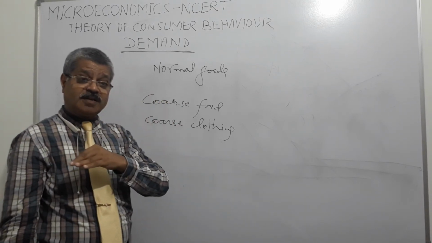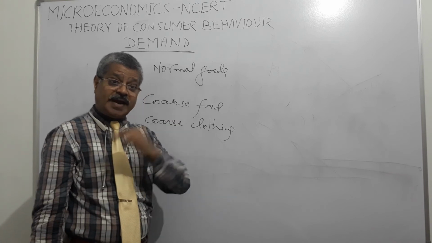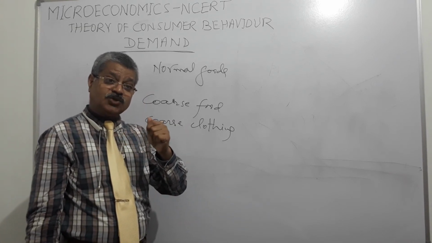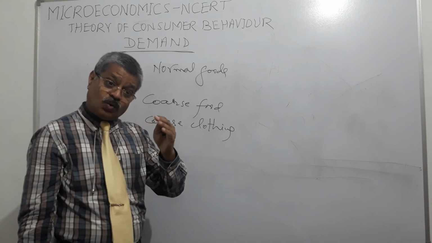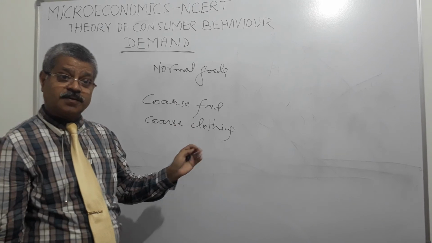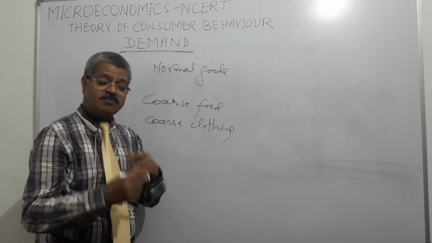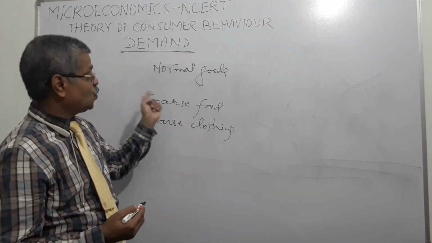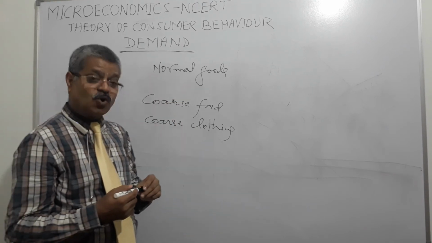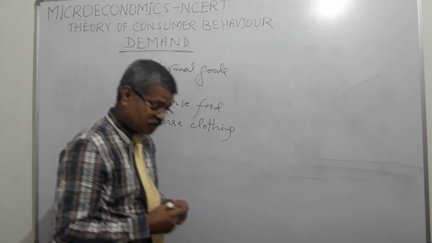Next, if my financial position worsens, I become very bad financially, then what happens? I may tend to consume lower, inferior quality goods, coarse food, coarse clothing. So a change in financial circumstances also acts on the defining of normal goods and inferior goods, right?